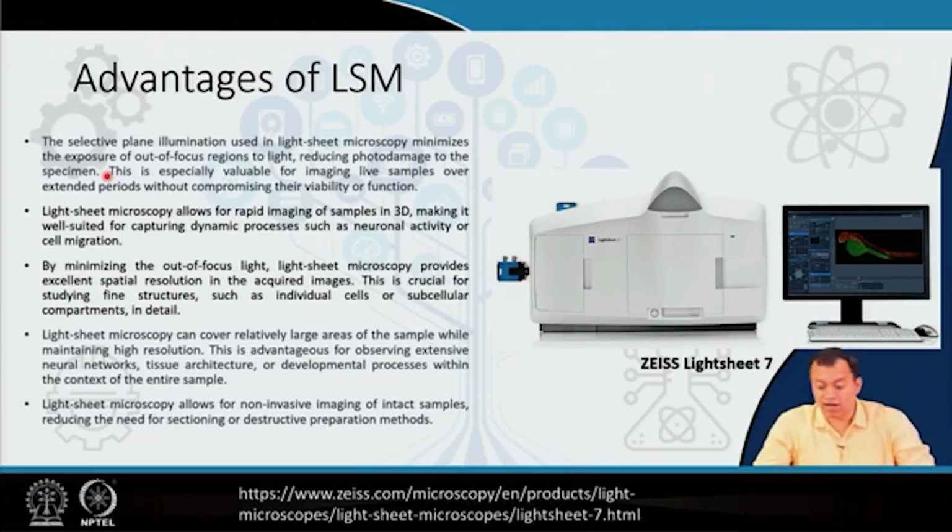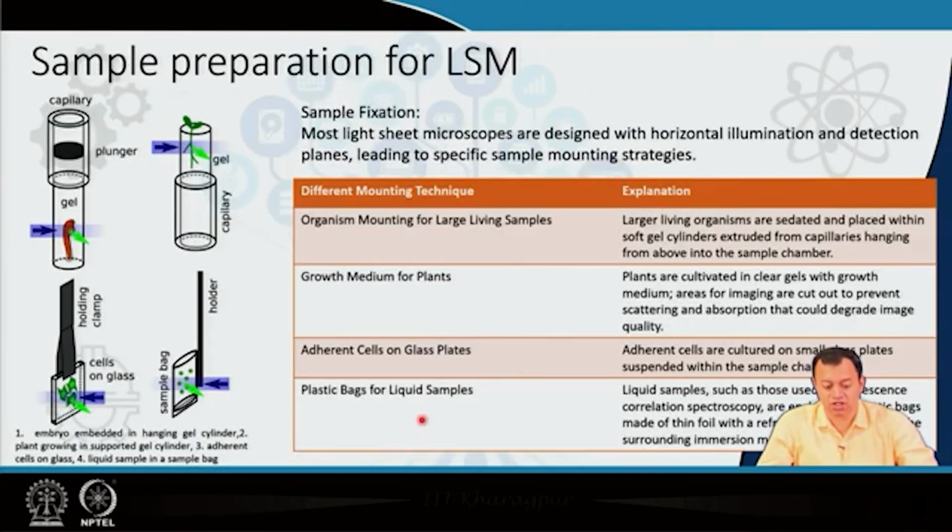There are obviously several advantages. Light sheet microscopy allows for rapid imaging of samples in 3D, making it well suited for capturing dynamic processes. By minimizing out-of-focus light, light sheet microscopy provides excellent spatial resolution and can cover relatively large areas of the sample while maintaining high resolution. Light sheet microscopy allows for non-invasive imaging of intact samples, reducing the need for sectioning or destructive preparation methods. So, you do not need to destroy the sample; it is more or less non-invasive.